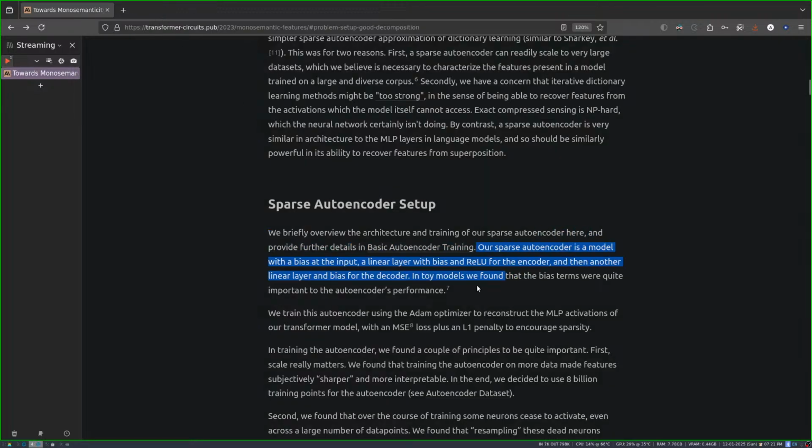Our sparse autoencoder is a model with a bias at the input, a linear layer with bias and ReLU for the encoder, and then another linear layer and bias for the decoder. In training the model, we found that the bias was quite important for the autoencoder's performance. Oh, I didn't know that.